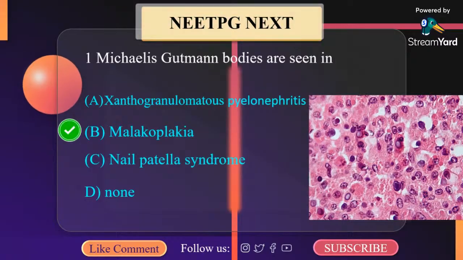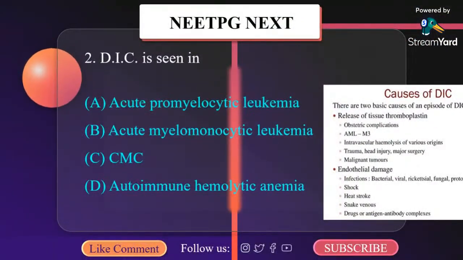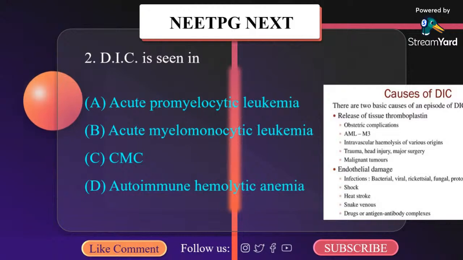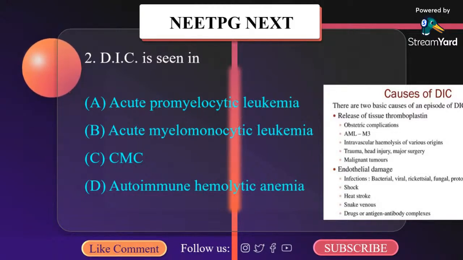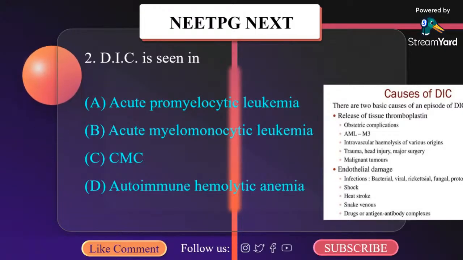So the correct answer is Malakoplakia. DIC is seen in, very important topic. DIC is seen in A. Acute promyelocytic leukemia, B. Acute myelomonocytic leukemia, C. CML, D. Autoimmune hemolytic anemia. It is acute promyelocytic leukemia, that is AML M3.